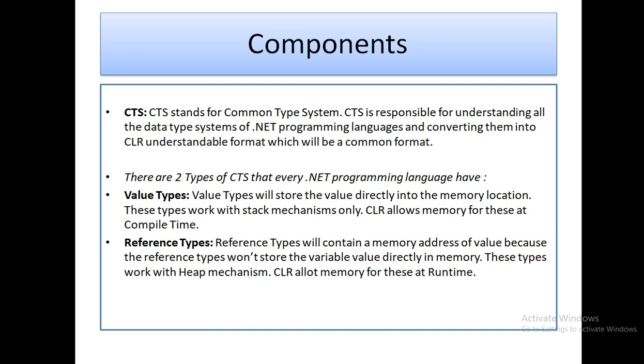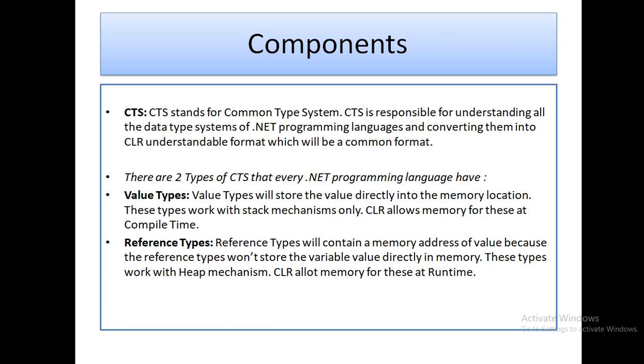At a high level, you can understand that there are two types of data types in a .NET programming language: one is value type, and one is reference type. Now what is value type? Value type will store a value directly into a memory location. These types work with the stack mechanism only. CLR allocates memory for this at compile time.